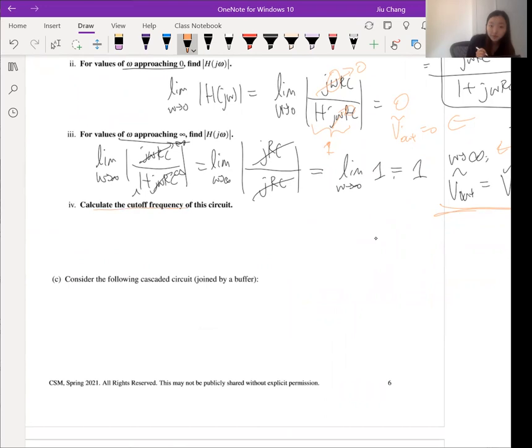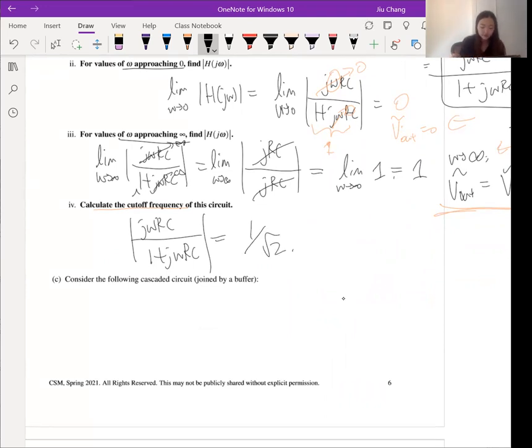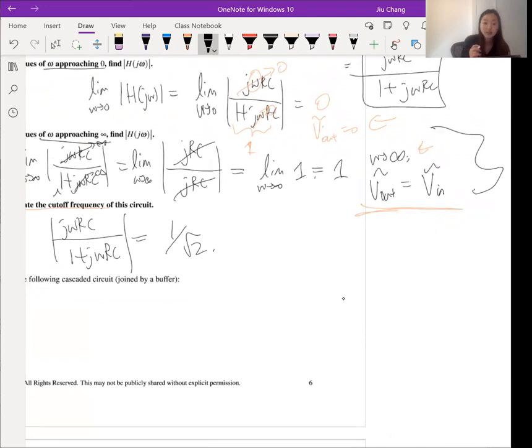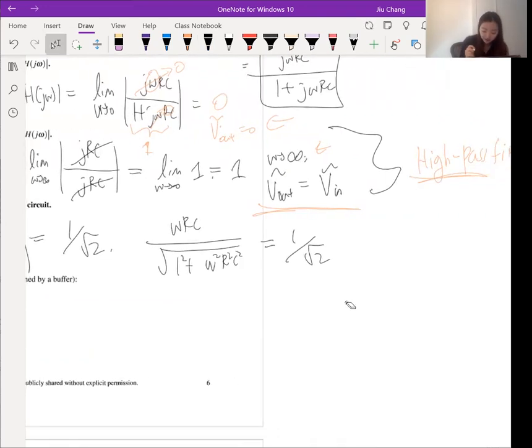Next we have the cutoff frequency. So the cutoff frequency is when the magnitude of j omega RC over 1 plus j omega RC is equal to 1 over root 2. So we want to solve for the magnitude, which is just the magnitude of the numerator, omega RC, over the magnitude of the denominator. And this should equal 1 over root 2. So we solve for this equation.